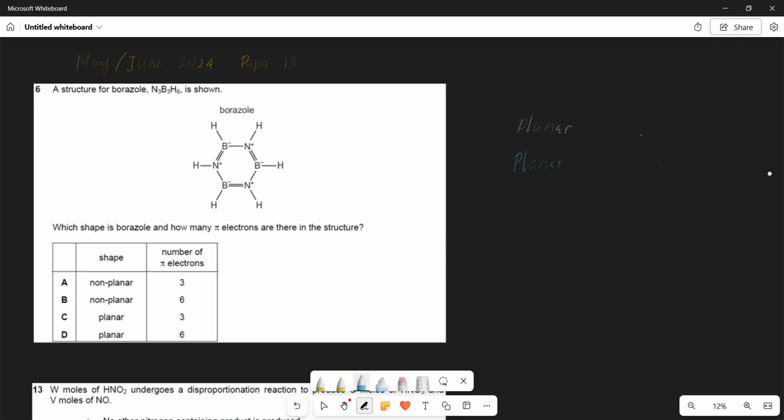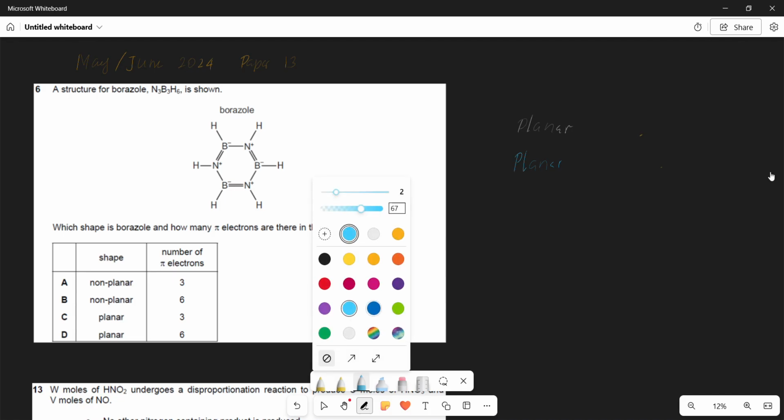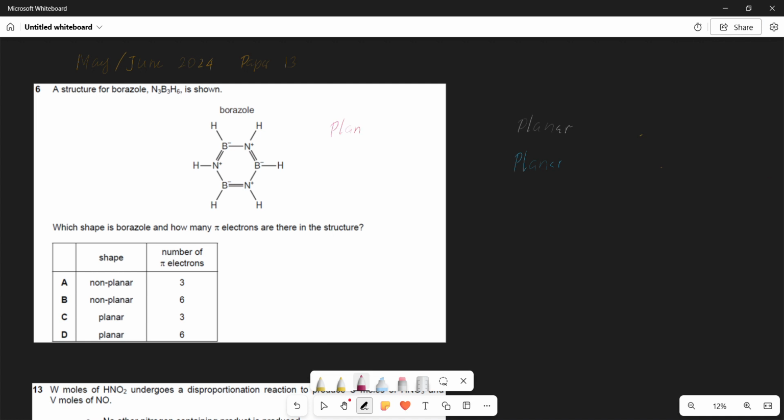Since benzene has a planar structure, how many pi bonds do you have? 1, 2, 3. 3 pi bonds, so 3 times 2, 6 pi electrons. So the choice will be D. Let's go to the next question.